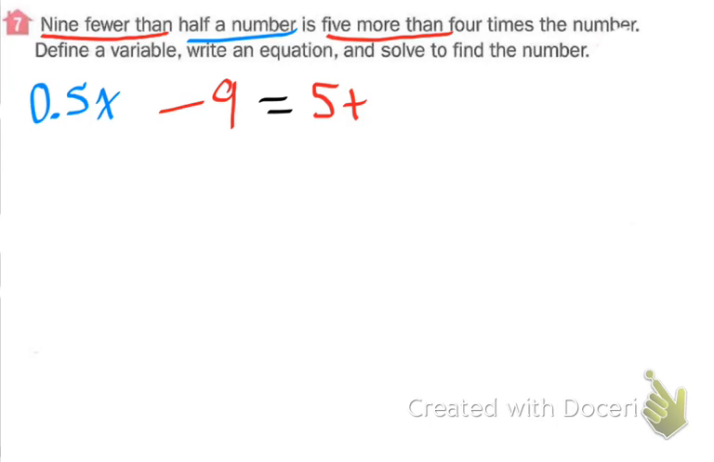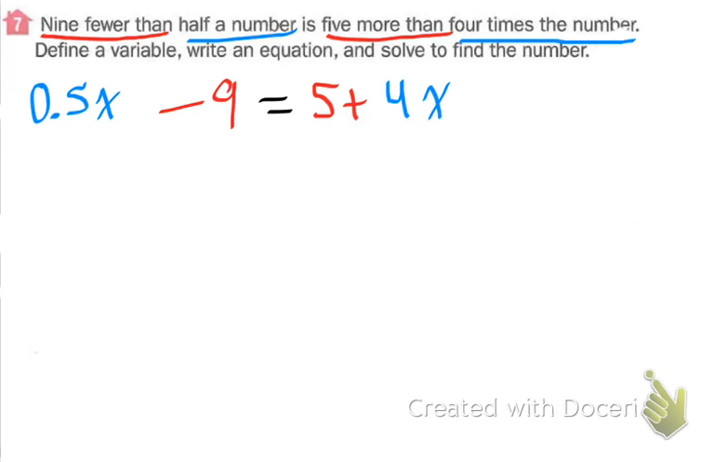4 times a number. Well, the number, referring to the same number from before, is just going to be x. So 4 times x. So we have 0.5x minus 9 equals 5 plus 4x. Or you could say 4x plus 5. Means the same thing. Anyways, this is your equation. That's step 1, defining the variable. And this was step 2, to write the equation.